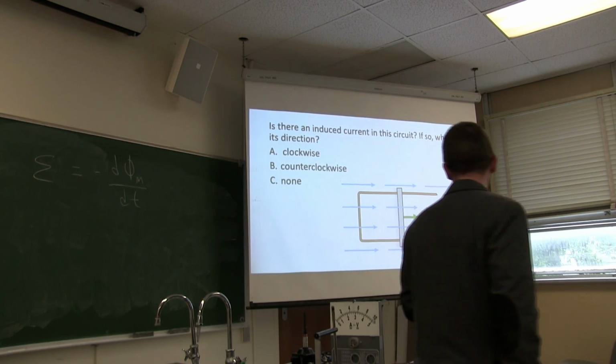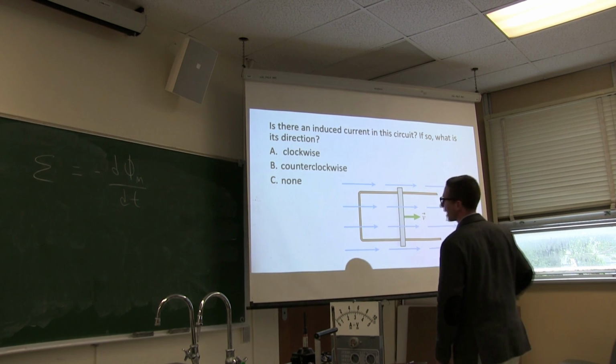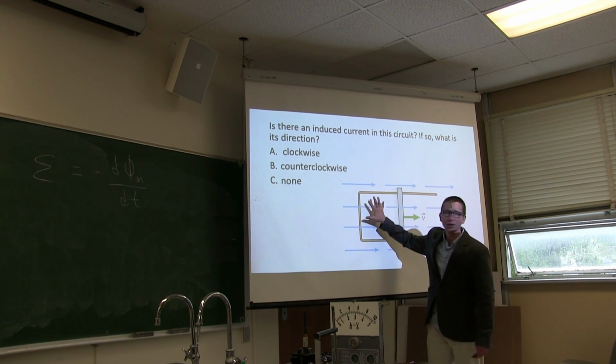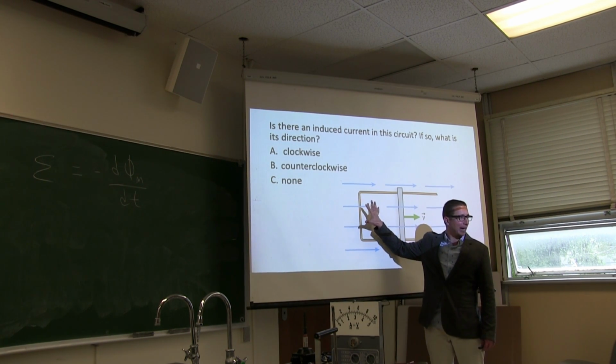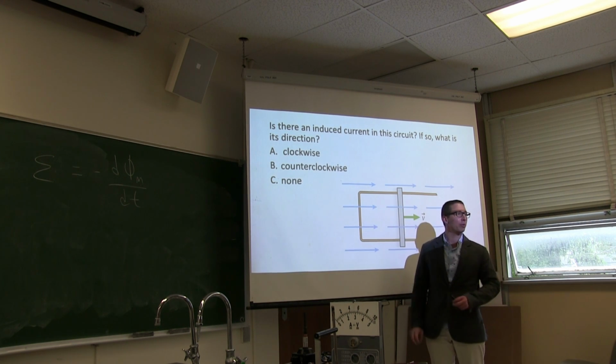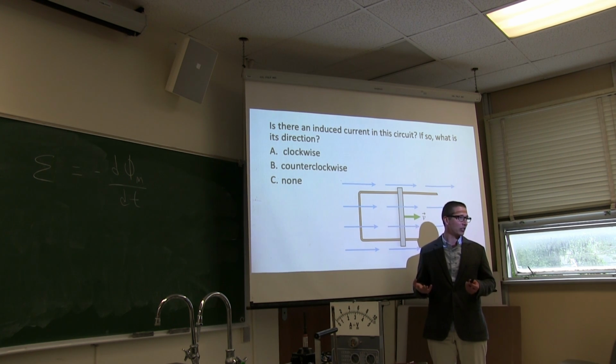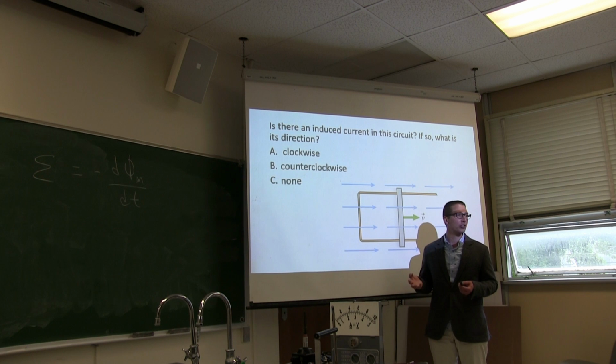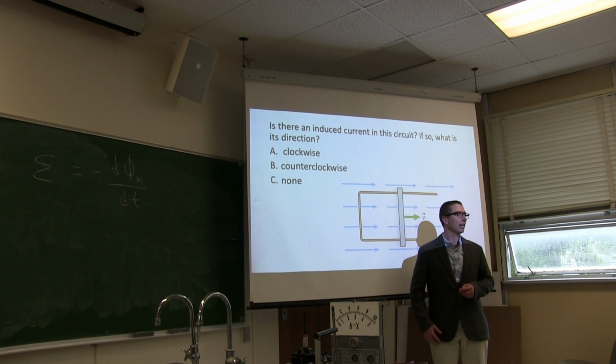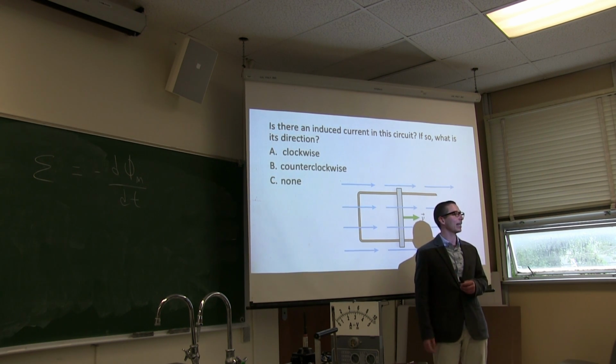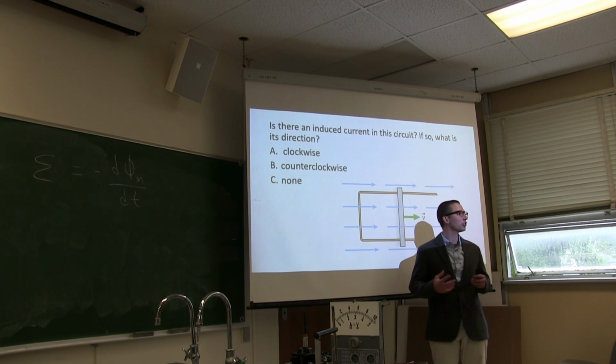The reason there's no induced current is because there's no flux through this loop right here. So there's no magnetic field flowing through the loop. So there's no changing flux. There's no EMF. If there's no EMF, EMF is what drives the current. It's that electromotive force. Right? EMF is just an electric field.